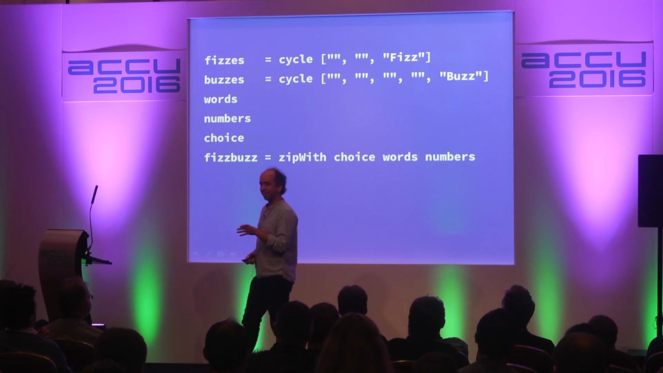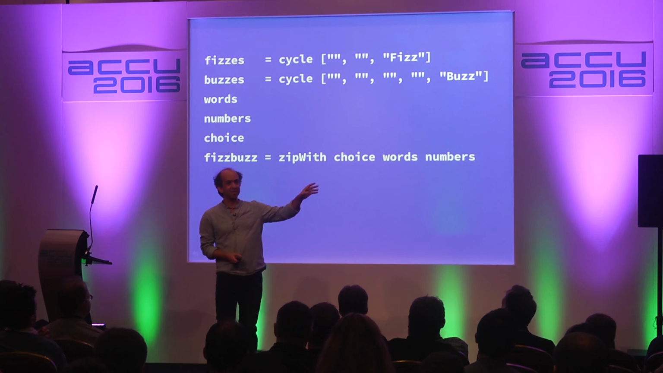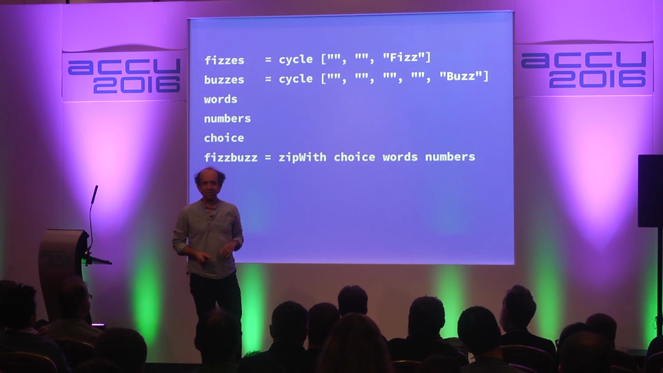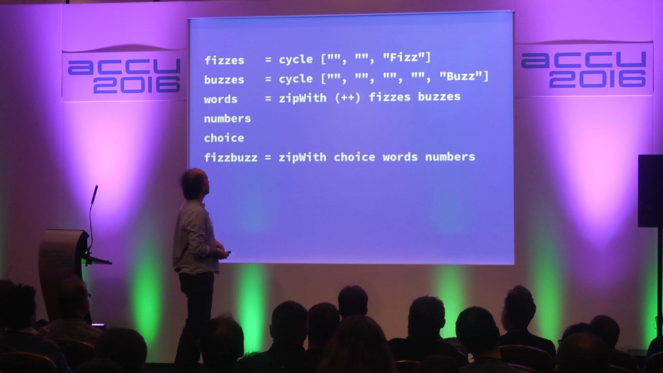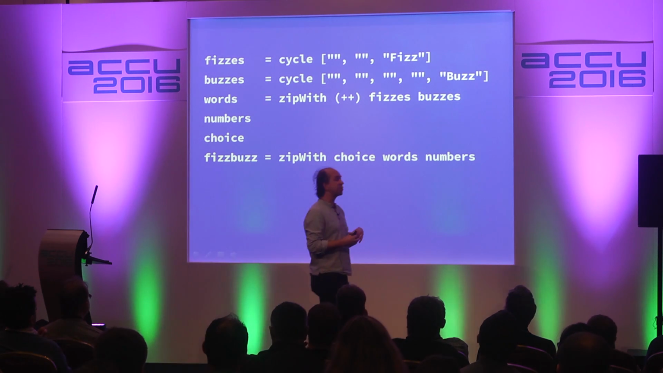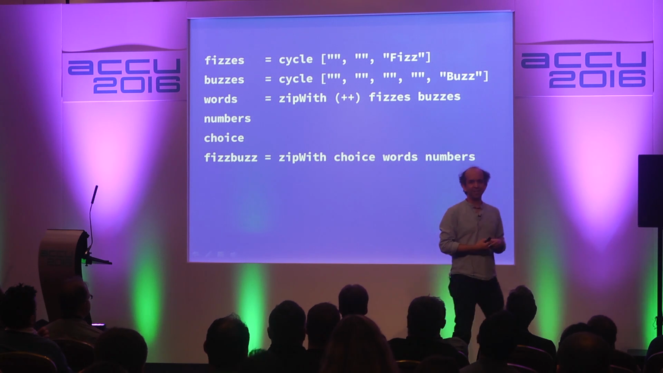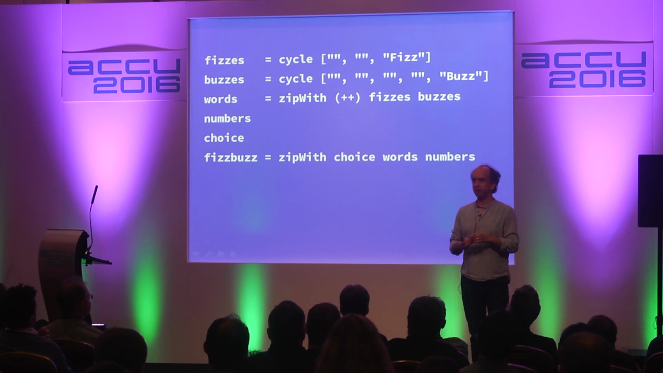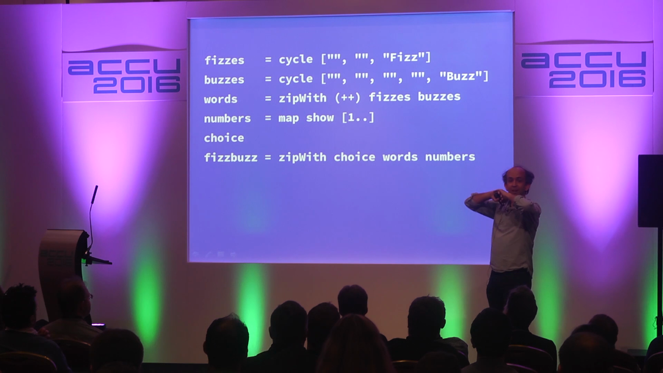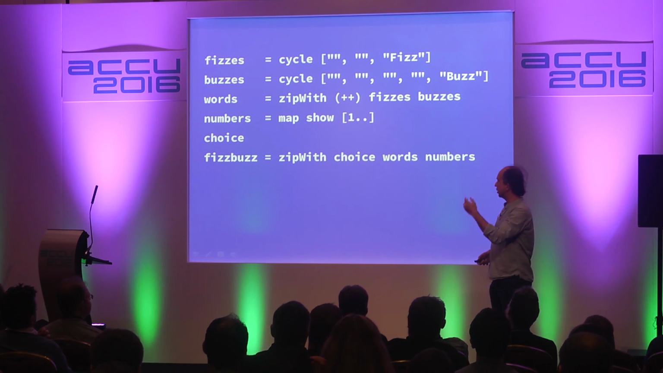Infinite. It's just going to cycle off into the sunset and beyond and catch you from behind as well with the buzzes. And then what I'm going to do is combine both of those. Plus plus is the concatenation operator. I'm going to combine. That's all the words you're ever going to need, ever. Just don't look at them all at once. Okay? And then the numbers, I'm going to map show, which is just convert to string. I'm going to convert an infinite number of numbers into strings. Again, don't look at them all at once.